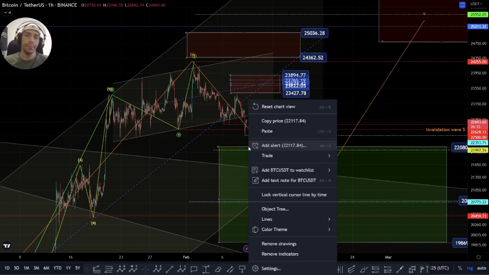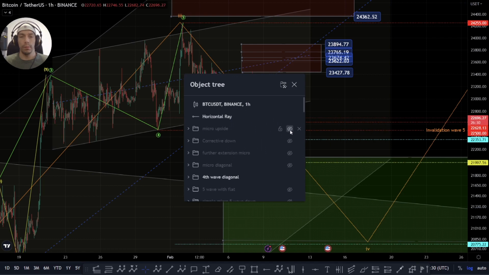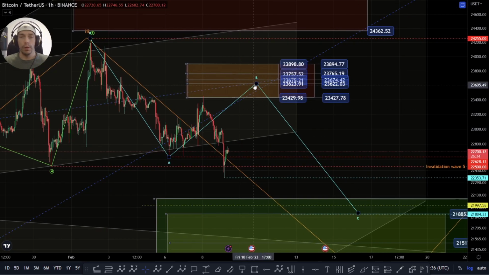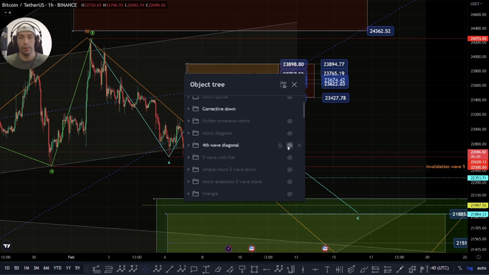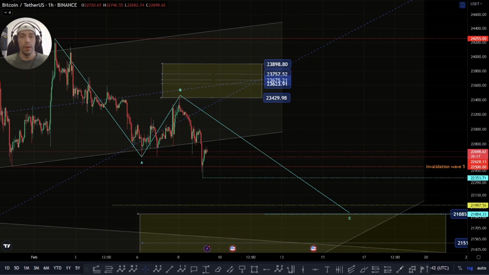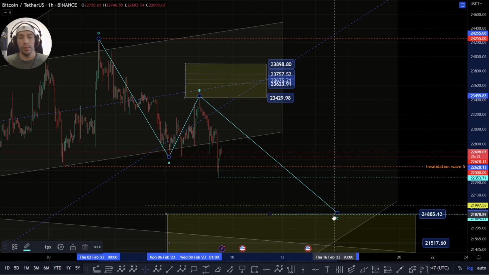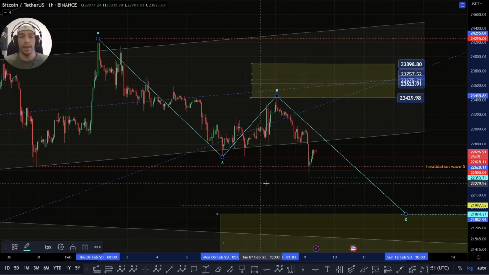So effectively, the way I'm looking at this currently, if we're looking at it from this side with this count, this is my third count: that actually we are within an ABC to the downside. I'm going to just turn off this other one here just to clear up the chart a little bit. There we go. So it's technically possible we could have completed this B wave here, and we could be looking for this C wave to the downside. So the 1-to-1 would actually be this 21,884.